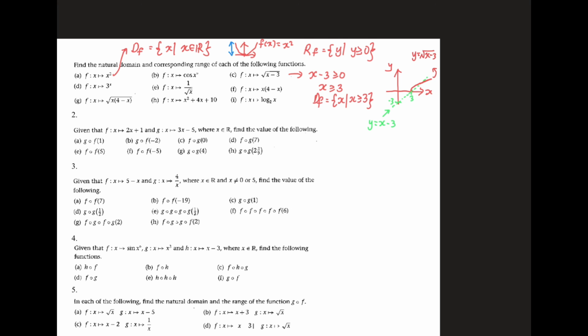Okay, so to find the range, let's take a look. Our graph starts from, in terms of y, right? So our graph starts from here and goes all the way up. Okay, so the range of f is hence y such that y more than or equal to 0.